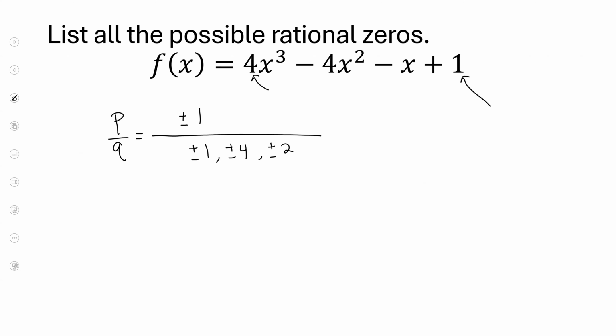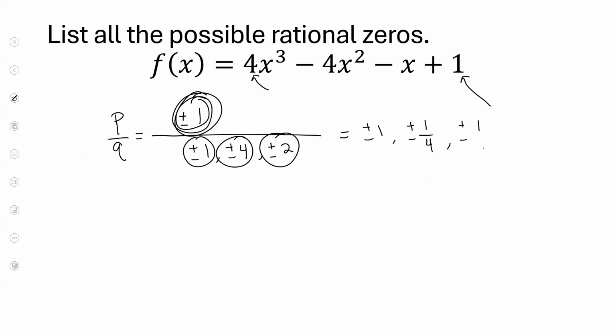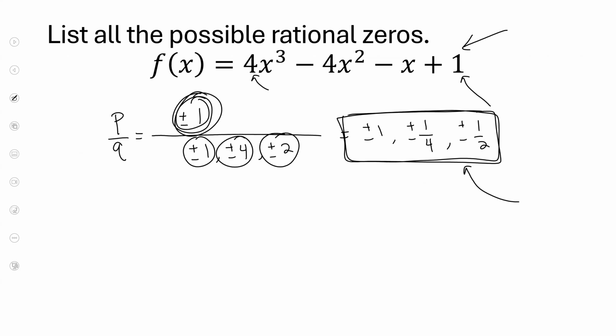numbers p and q. So that means I'll have 1 over 1, which is just 1. I'll have 1 over 4, which is just 1/4. And I'll have 1 over 2. So these are my possible rational zeros. So what this means is if I factor this polynomial, my answers, my solutions are going to be within this pool of numbers. Those are my possible answers.